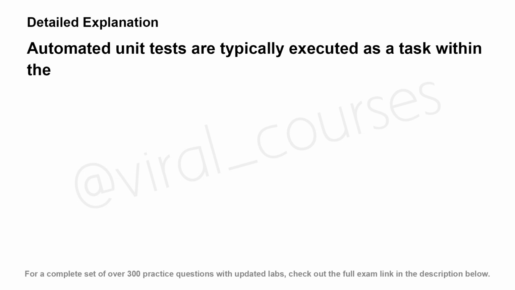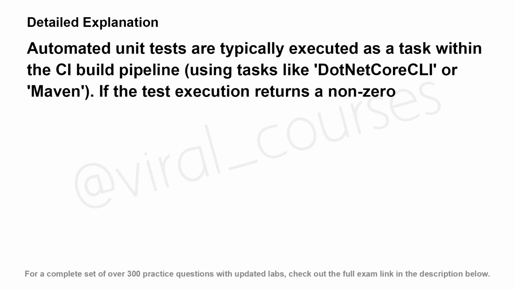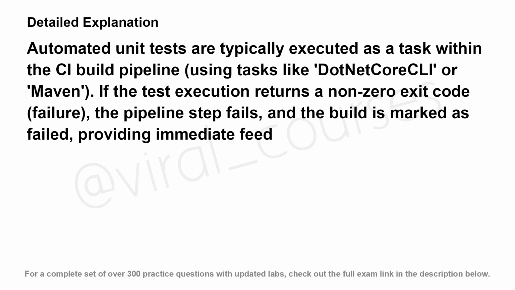Automated unit tests are typically executed as a task within the build pipeline, using tasks like .NET Core CLI or Maven. If the test execution returns a non-zero exit code failure, the pipeline step fails, and the build is marked as failed, providing immediate feedback to the developer.